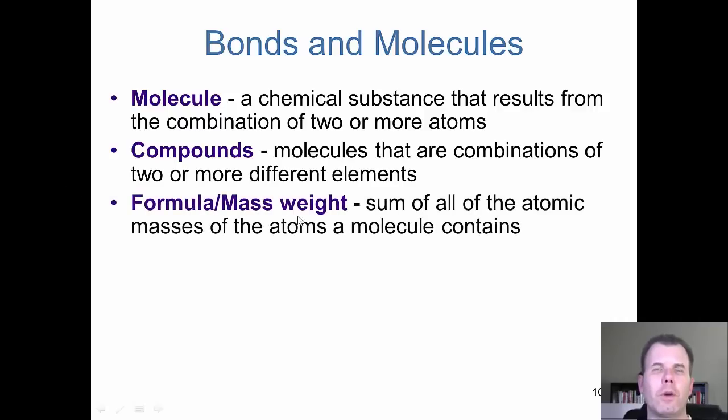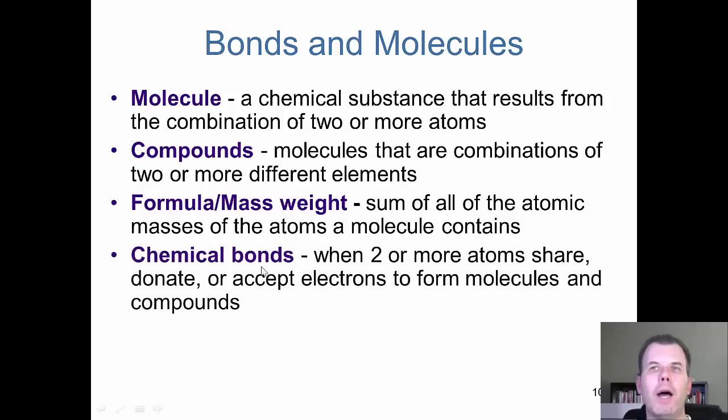We have the formula or mass weight. And again, this is all the atomic masses of all the atoms put together. And so if you're doing some hardcore chemistry, a lot of times you have to figure out what the mass weight is. And if you're making solutions and things like that, we won't be doing that in here. But if you take chemistry, a lot of times you have to figure out how many grams you have to add to get to a mole and that stuff. And you're going to use the atomic mass to figure that out. And so that's basically the sum of all the masses that you have in that case.